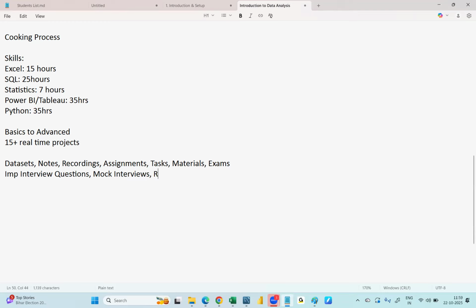And also resume building, which is another important thing. How to prepare a resume will be covered in this data analysis course, and I will take care of that. So a resume building class will be there, where I'll help each and every person prepare their resume.